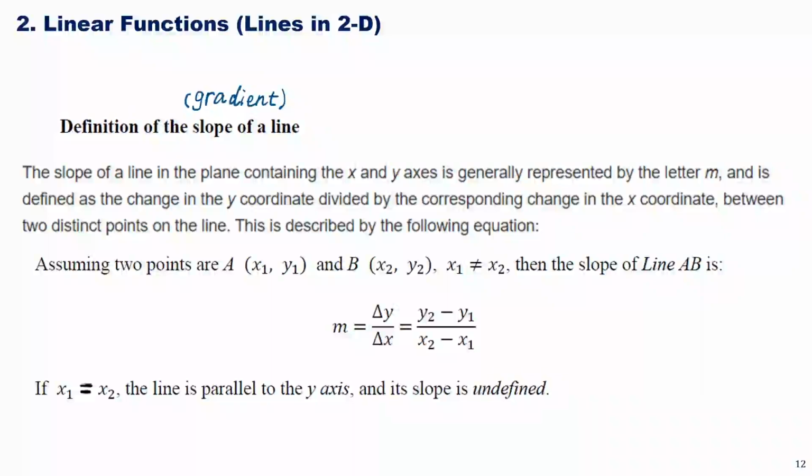Alright, so we have just reviewed some general concepts, and next let's have a look at the first types of functions, which is linear functions. We know the graph of linear functions is just lines, right? So we also call this lines in two-dimensional space. Okay, so the most important property of a line is its slope.